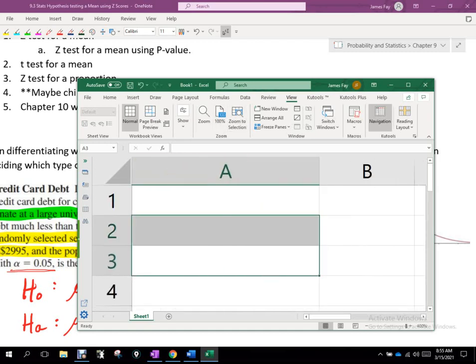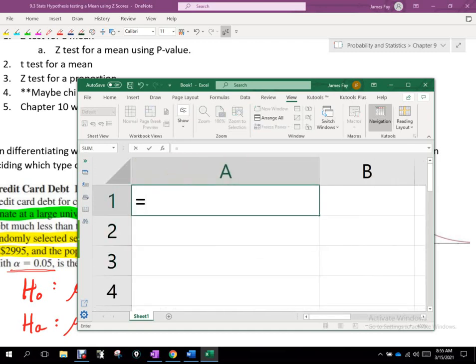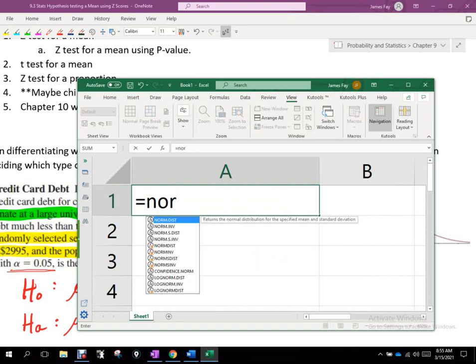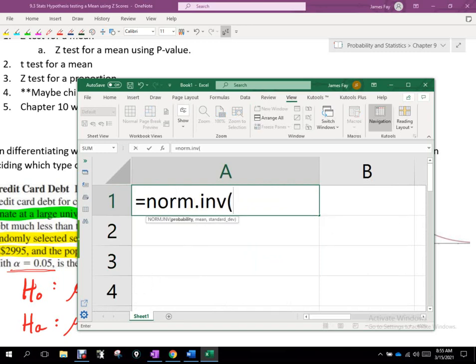All right, so in Excel, what we're going to type in is equals norm.inv. Okay, we're going to type in the probability, which is going to be the alpha, 0.05. And then the mean is 0, standard deviation is 1. That's what you always got to type in there. 0 and 1 will always be constant.